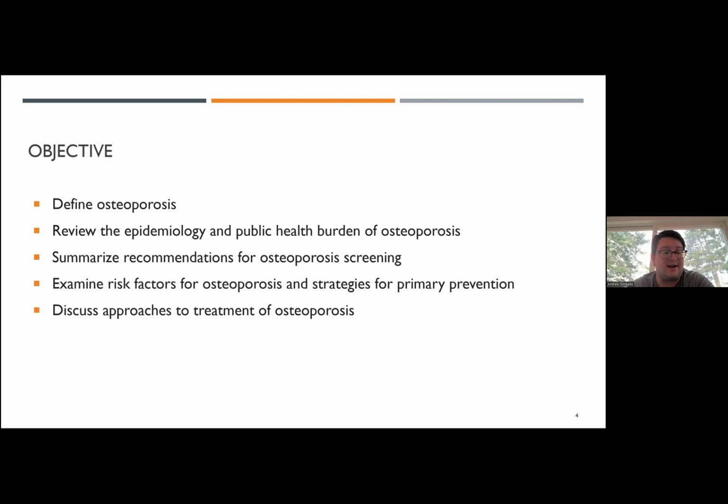With that goal in mind, we're going to define osteoporosis, go through its population burden, give you the recommendations for screening and for not only prevention but also treatment, and just different kinds of things to keep in mind treating osteoporosis, especially with our first line medications.